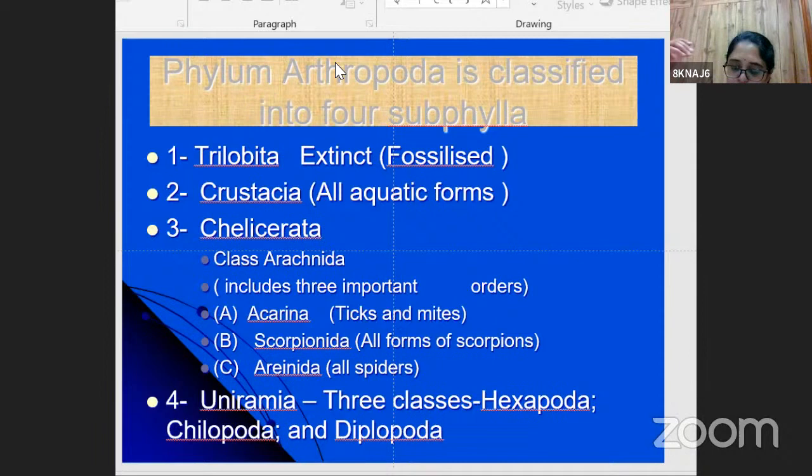Development can be direct or indirect with the larval stage. And two classes are there, that is Merostomata and Arachnida. Now class Arachnida is one of the most important classes that we get to see. Pycnogonida is also present in this because of the presence of Chelicerae on the first appendages.